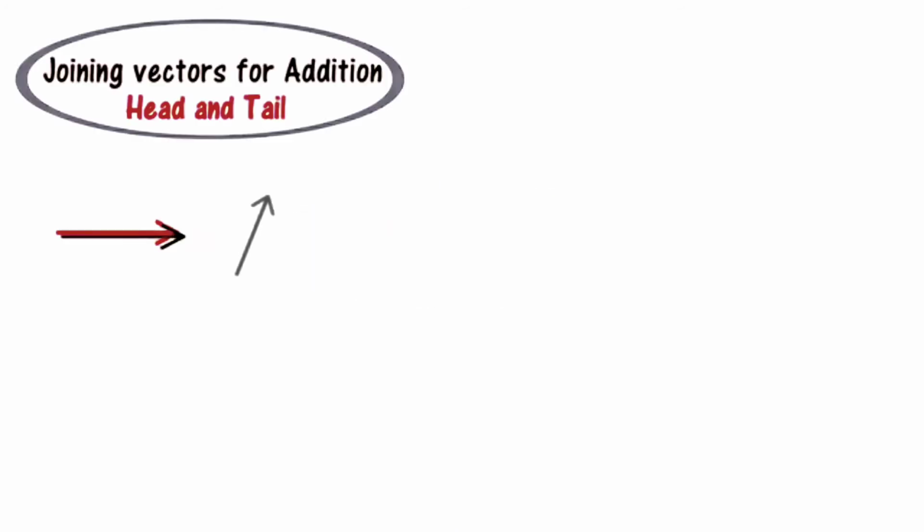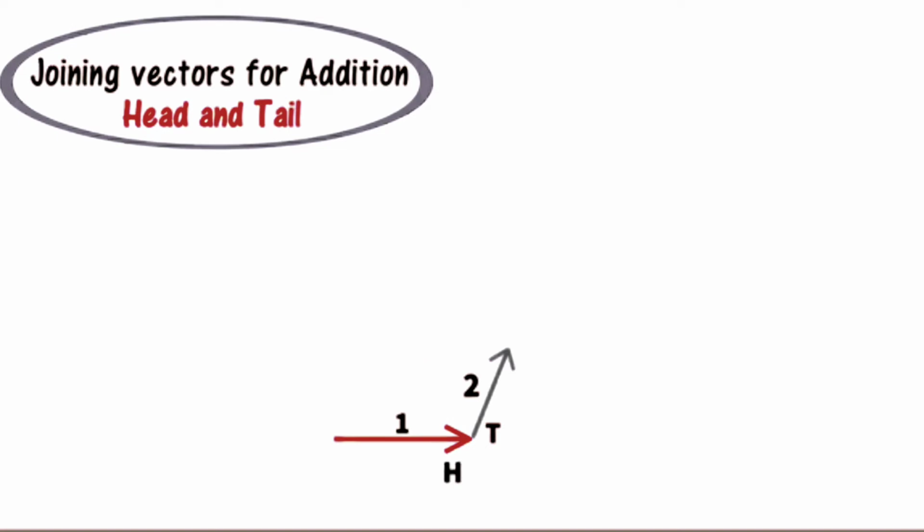What I will do, I will take the first vector. Now I will take the second vector and I will join the tail of the second vector with the head of the first vector. And then I will take the third vector and I will join the tail of the third vector with the head of the second vector. So this is the head and tail rule in order to join vectors for addition.